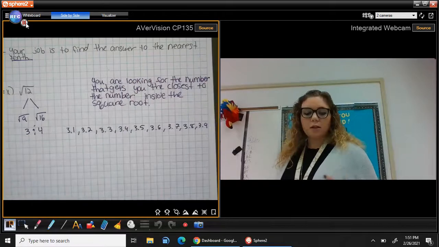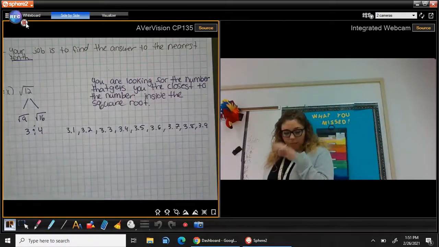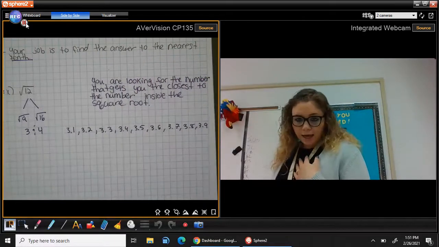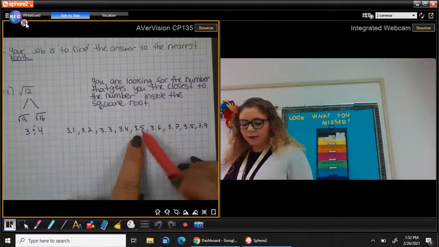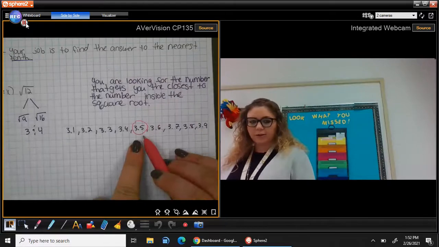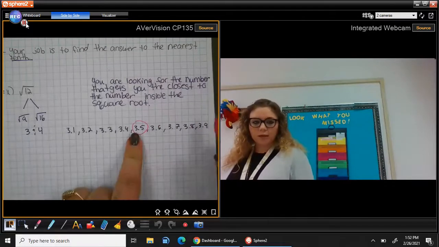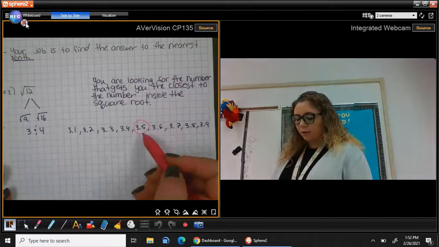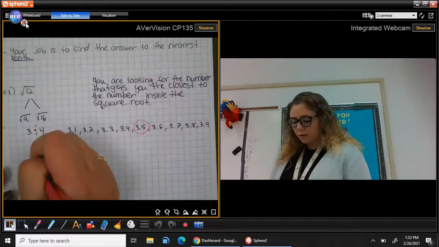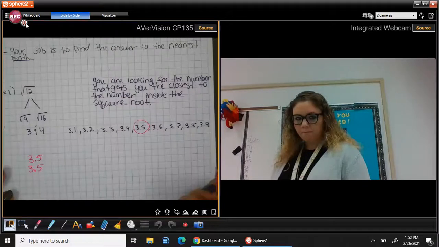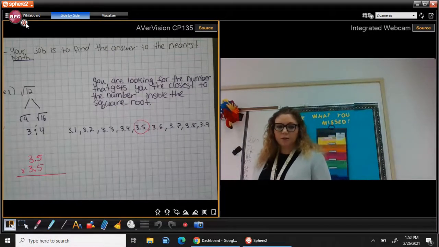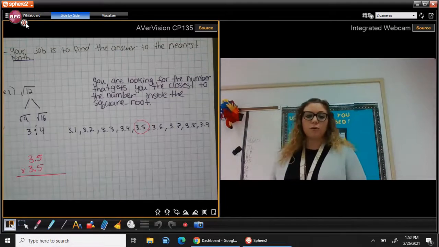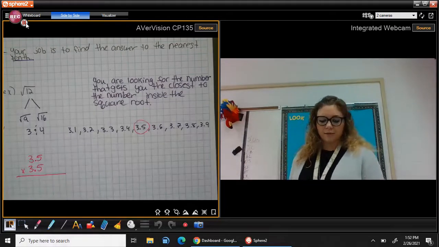Okay, so to do that, the first thing you need to do is pick a number. My strategy is I always start halfway. So I'm going to start with 3.5 because I can either go down if I need to or I can go up. So I'm going to take 3.5 times itself. Now, again, you're not going to have a calculator, so if you need a refresher on how to multiply decimals, this is the lesson for you.